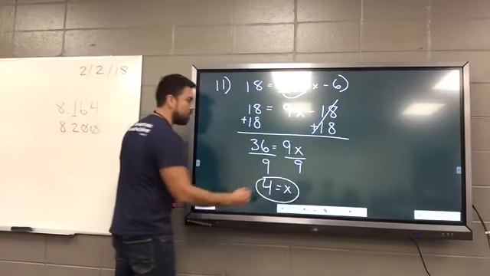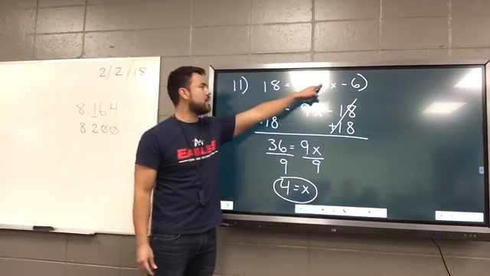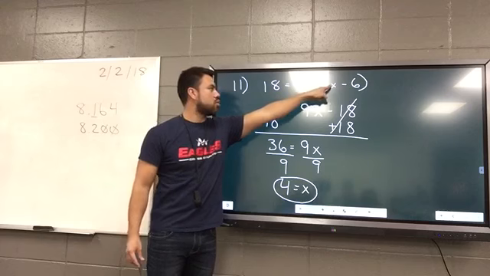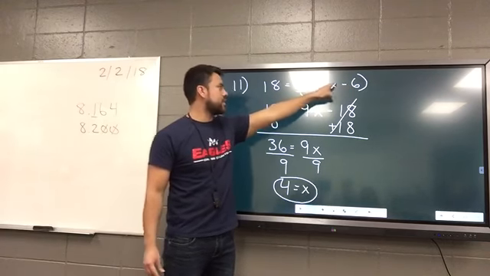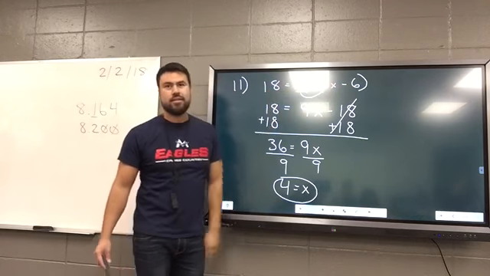Is that really the true answer? Let's see. What's 3 times 4? 12. 12 minus 6? 6. 12 minus 6 is 6. 6 times 3? It works.